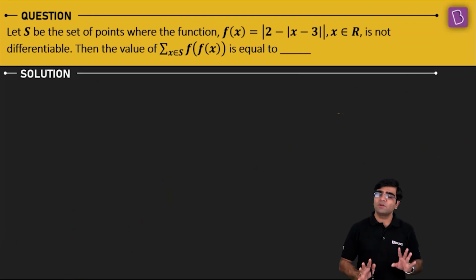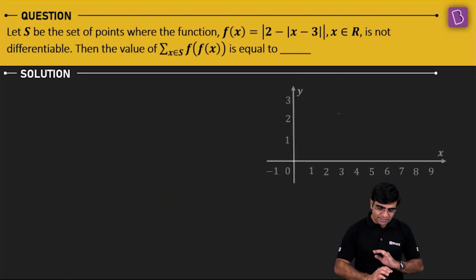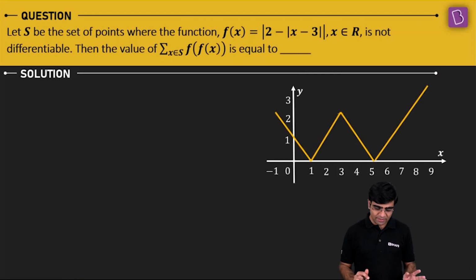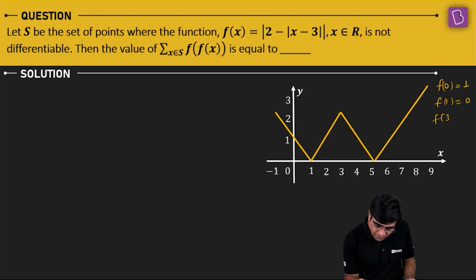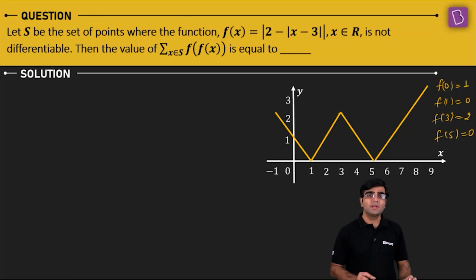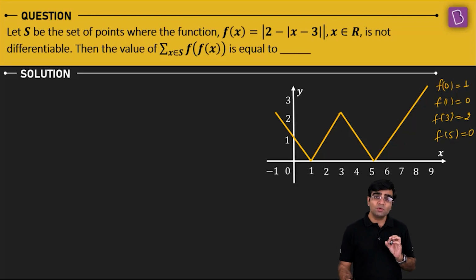Okay, now I'm moving on with the calculation part. So my graph is ready with me. Perfect. I'm happy that I have my graph. And the observations are also clear. That is f of 0 equals 1, f of 1 equals 0, f of 3 equals 2, and f of 5 equals 0. Now, my question said that I have to look for the non-differentiability points. At how many points does the graph have a sharp turn?